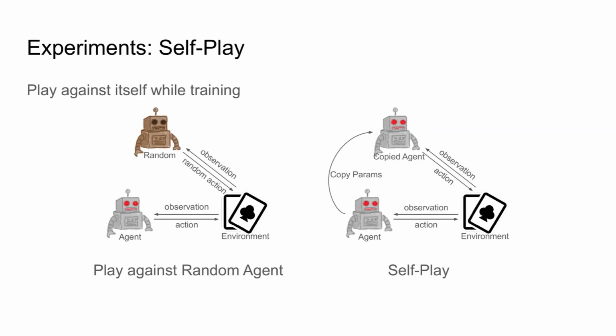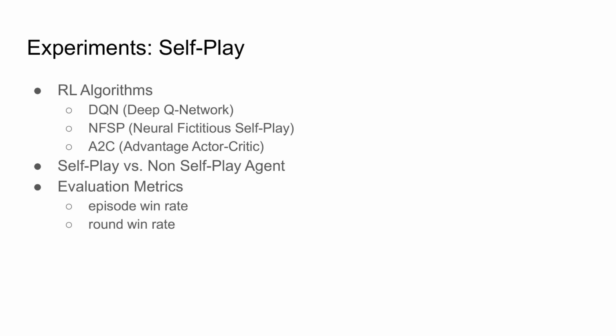The first experiment is about self-play. We trained some agents against random agents, as usual, and others against themselves by copying parameters. To evaluate the performance, we implemented three RL algorithms: DQN, NFSP, and A2C. The agents compete against non-self-play agents to compare their win rates in both episodes and rounds.